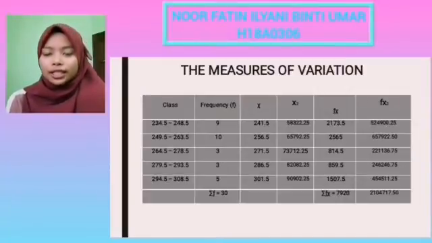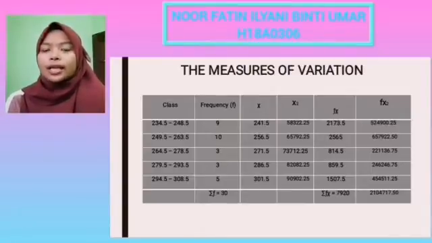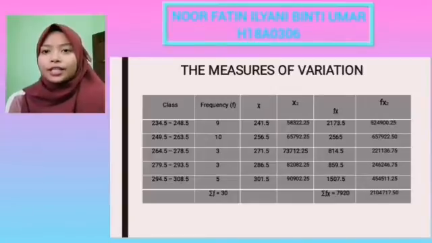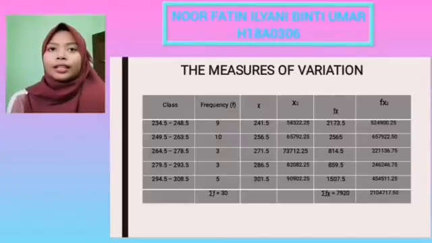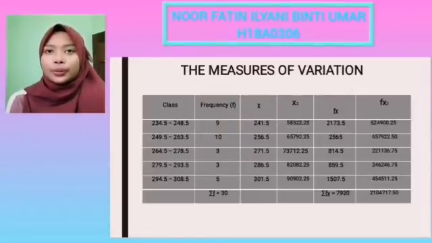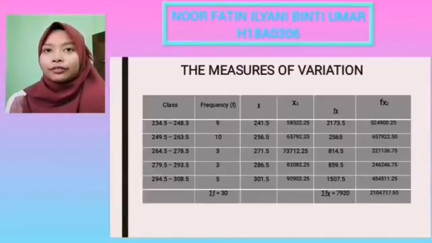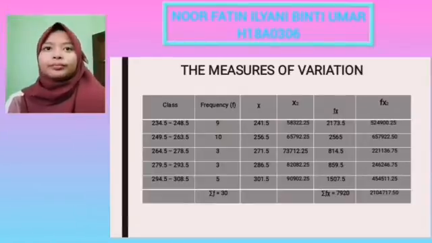Next, the measure of variation. We have to calculate sample variance and sample standard deviation. As you can see in the table, to get total fx square, we must multiply f by x square. For example, 9 multiplied by 58322.25 equals 2173.5. After that, we add all the answers so we can get total fx square.